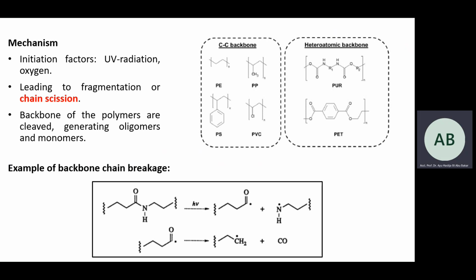So basically, UV radiation and oxygen are the initiation factors for the polymer to undergo fragmentation or oxidation. And then the backbone of the polymer would be cleaved and generate polymers and monomers. Like it will be cleaved and then become smaller particles. And the picture shows the types of backbone for different polymers.